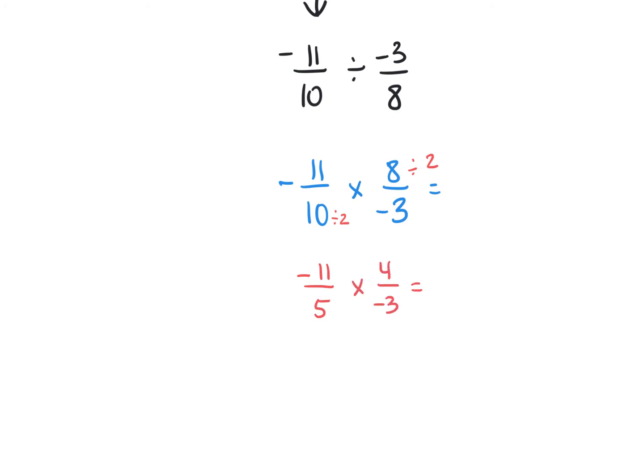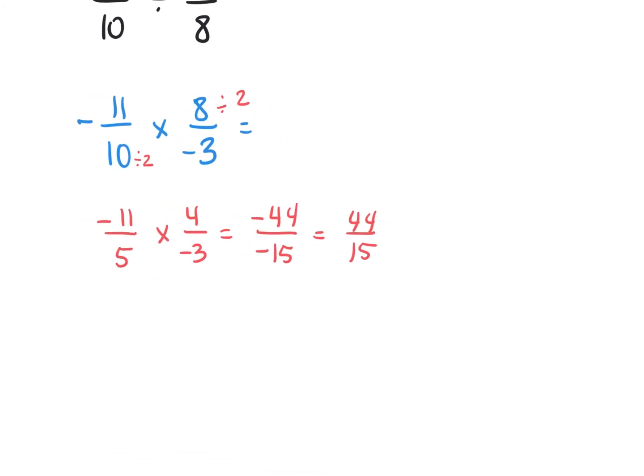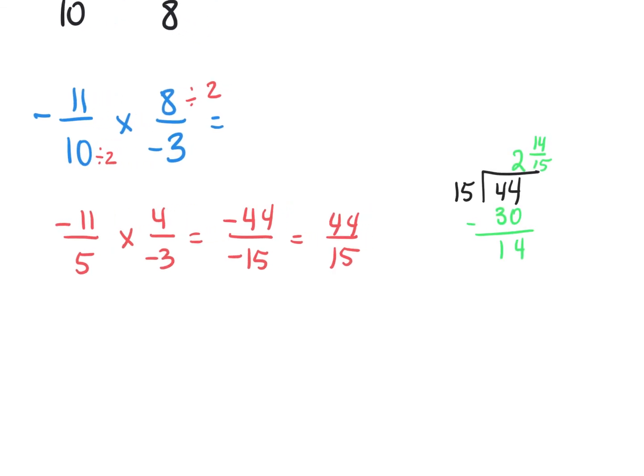So here, if you didn't do this, don't worry yet. You might still have the same answer. So remember, a negative and a negative is going to give me a positive here. And then that's improper, so don't forget to make that into a mixed number. You should have gotten 2 and 14/15 for your final answer.